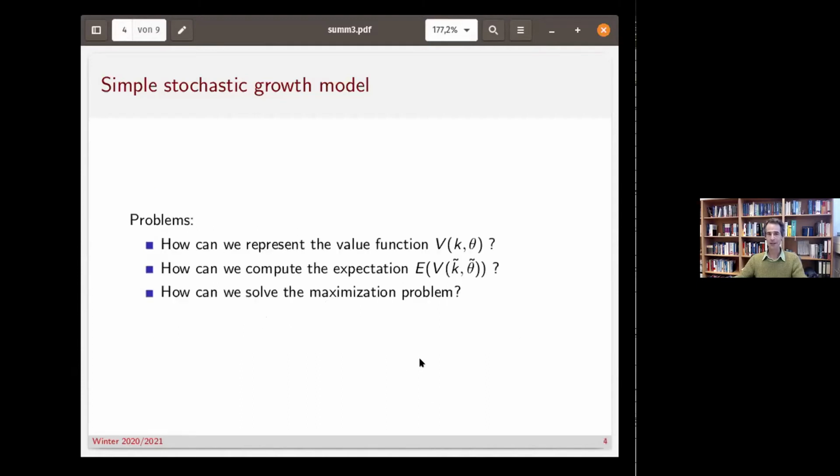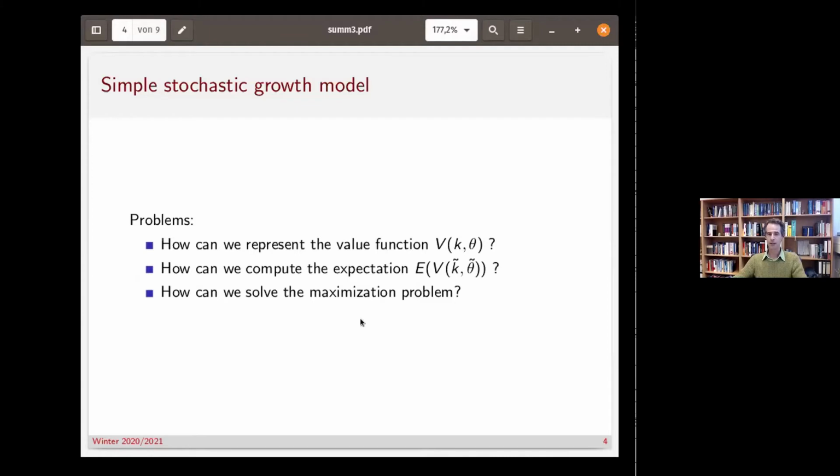We only use that to compare when we finished the numerical exercise. Then last week, I already said that we have to solve a number of problems. How can we represent the value function? How can we compute the expectation for the continuation value? And how can we solve the maximization problem?